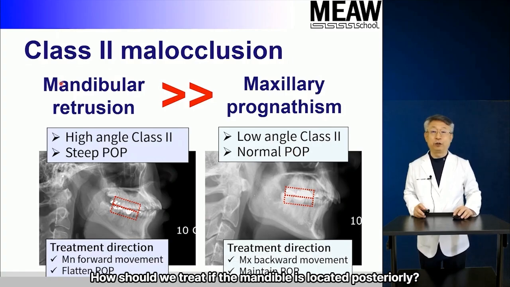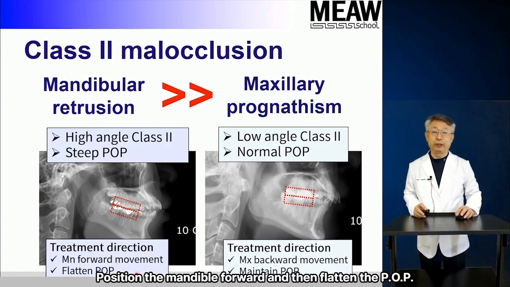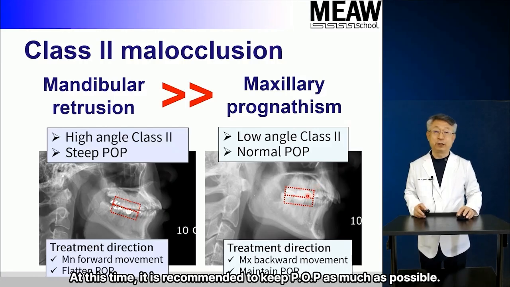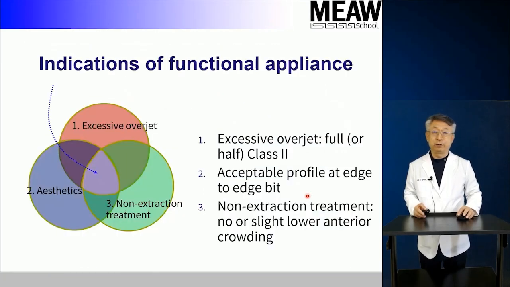How should we treat if the mandible is located posteriorly? The mandible located posteriorly must be pulled forward. Position the mandible forward and then flatten the POP. If the maxilla is located anteriorly, you can move the maxilla to the rear. At this time, it is recommended to keep POP as much as possible.